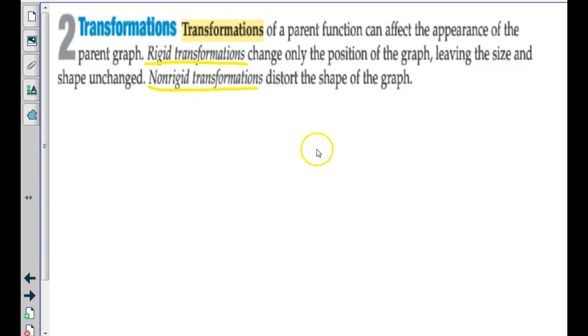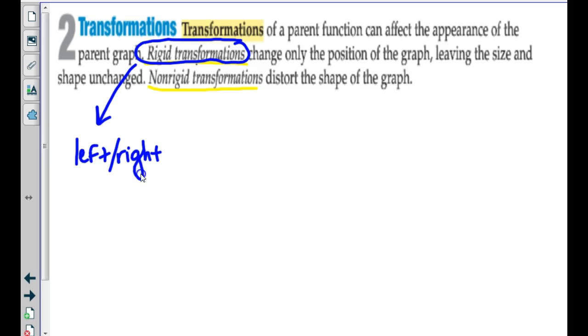All right, transformations of a parent function. This is what we're supposed to be covering today, is learning about all the kinds of transformations. There are rigid transformations, which mean they change only the position of the graph, leaving the size and shape unchanged. Okay, rigid transformations. Anybody tell me what that might be? Wouldn't change the shape. No ideas? So if you shift it left or right, that doesn't change the shape, right?